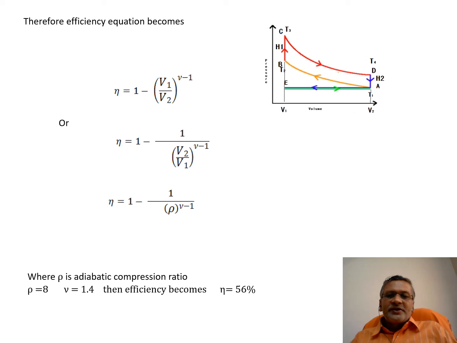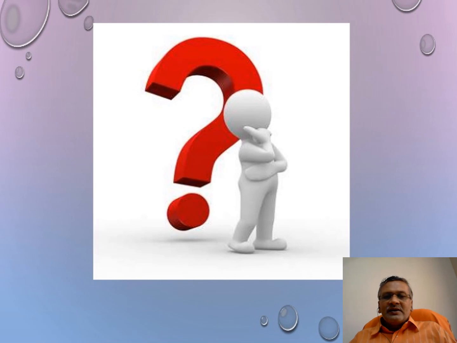It is the compression ratio, where rho is the adiabatic compression ratio, and therefore if rho is 8 and gamma is 1.4, and if you substitute the values in the above equation, we get the efficiency of the petrol engine as around 56%. This is all.